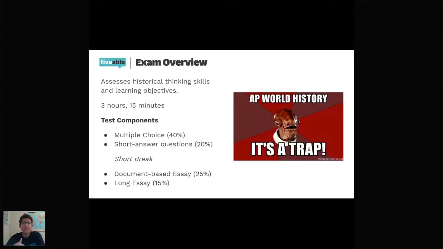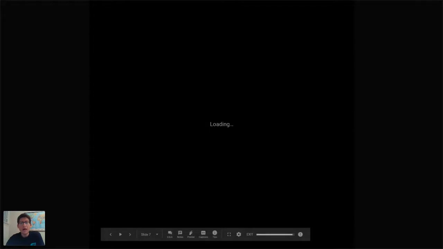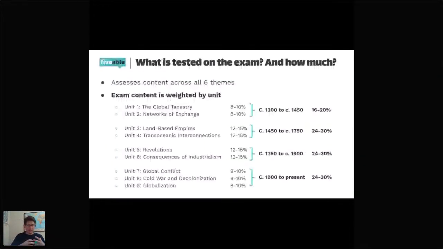And section 2 of the exam are the essays. That is where you will write your long document-based essay and what we call the long essay question that is not document-based. But you do get a choice in the long essay question. I want to note, and I will mention again later, the DBQ is weighted more heavily than the long essay question. So now, if we generally have an idea of what the test consists of, and again, we're going to go a little bit more in depth with that momentarily, we also want to think about what is tested on the exam and how much.